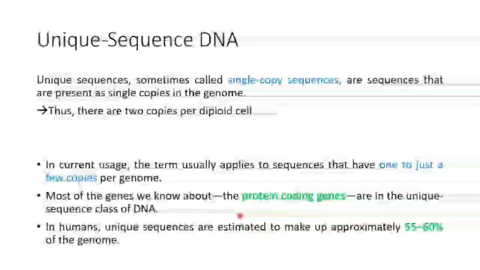Most of the genes that give us proteins are present as unique in order simply to regulate the expression of this gene, so that we can control them. So I cannot put several copies of the gene; I put one copy in order to regulate its expression. And in the human genome, you can find 55 to 60% of the sequences considered as unique.